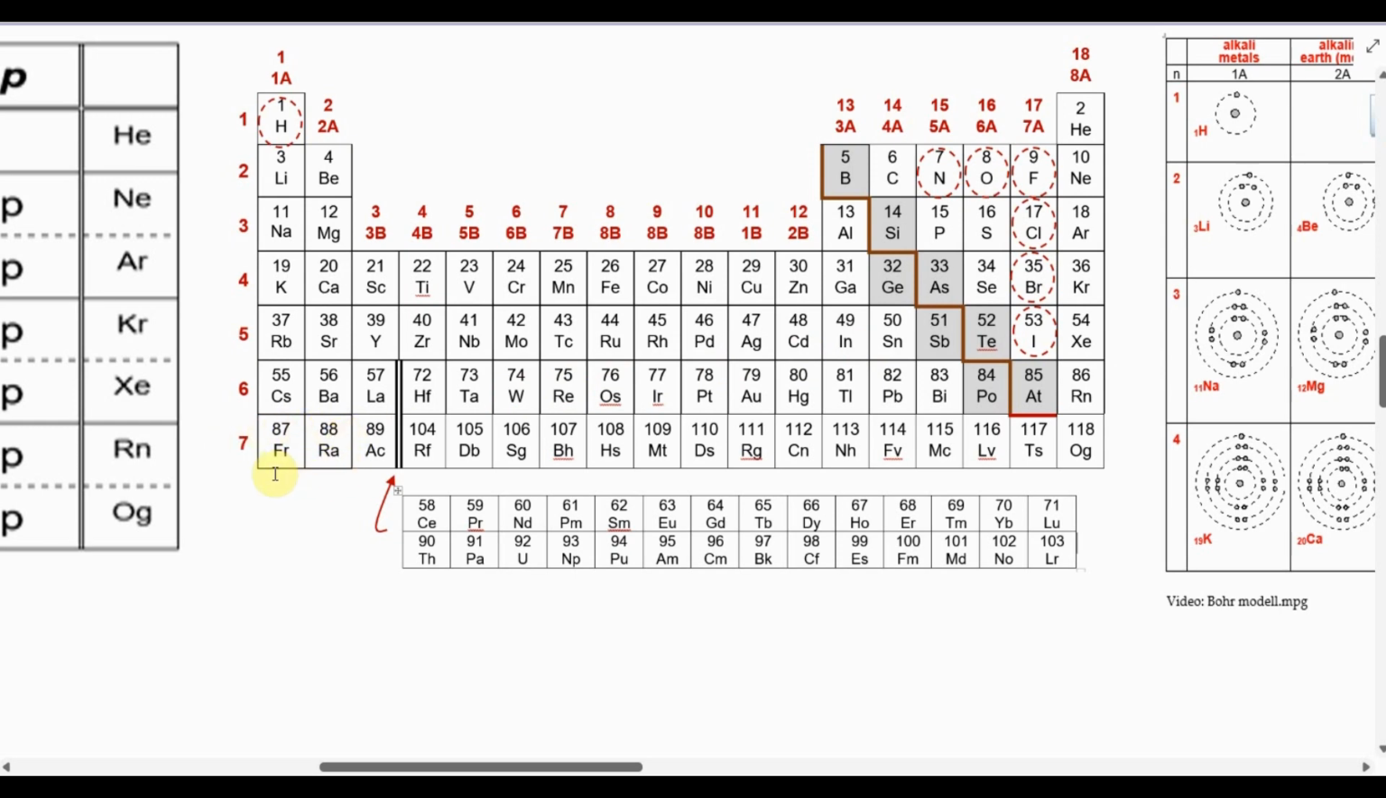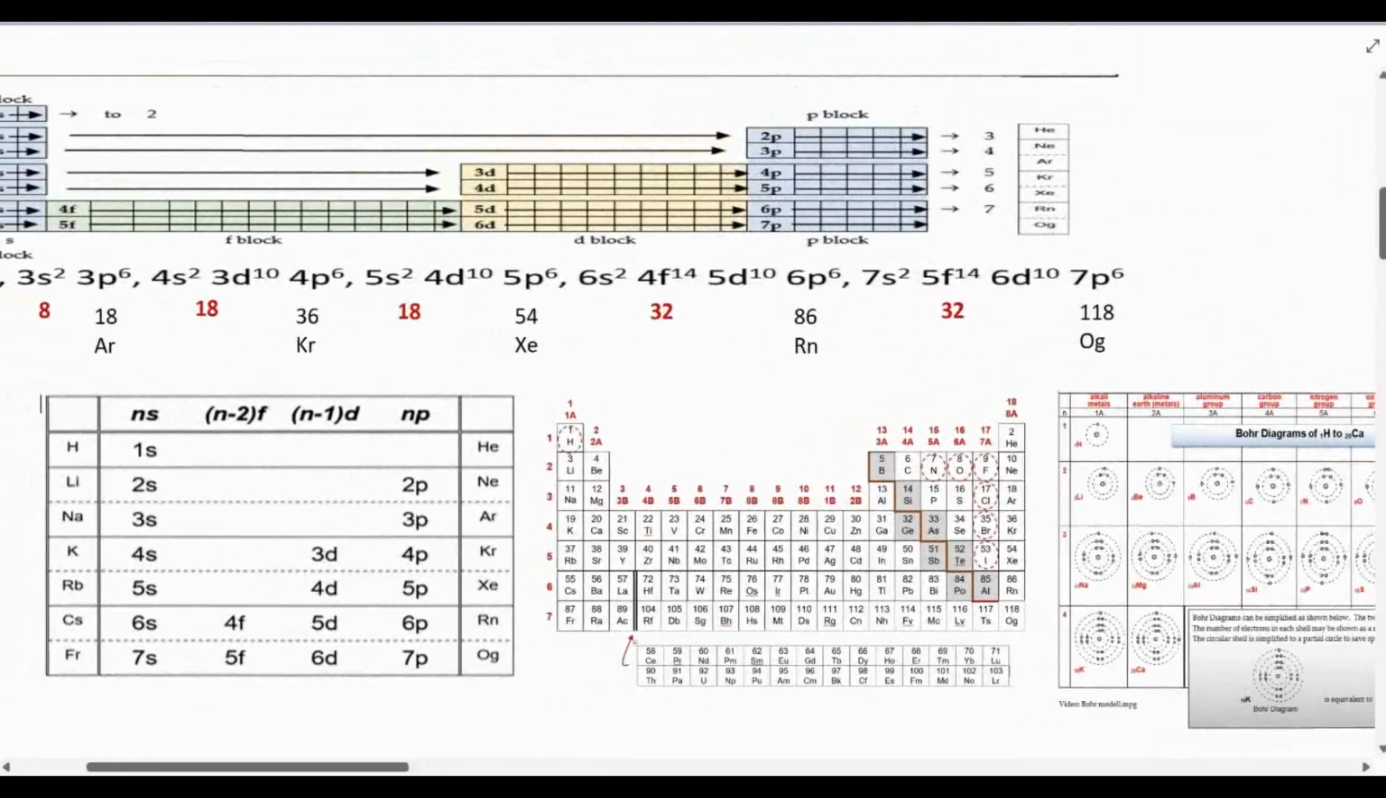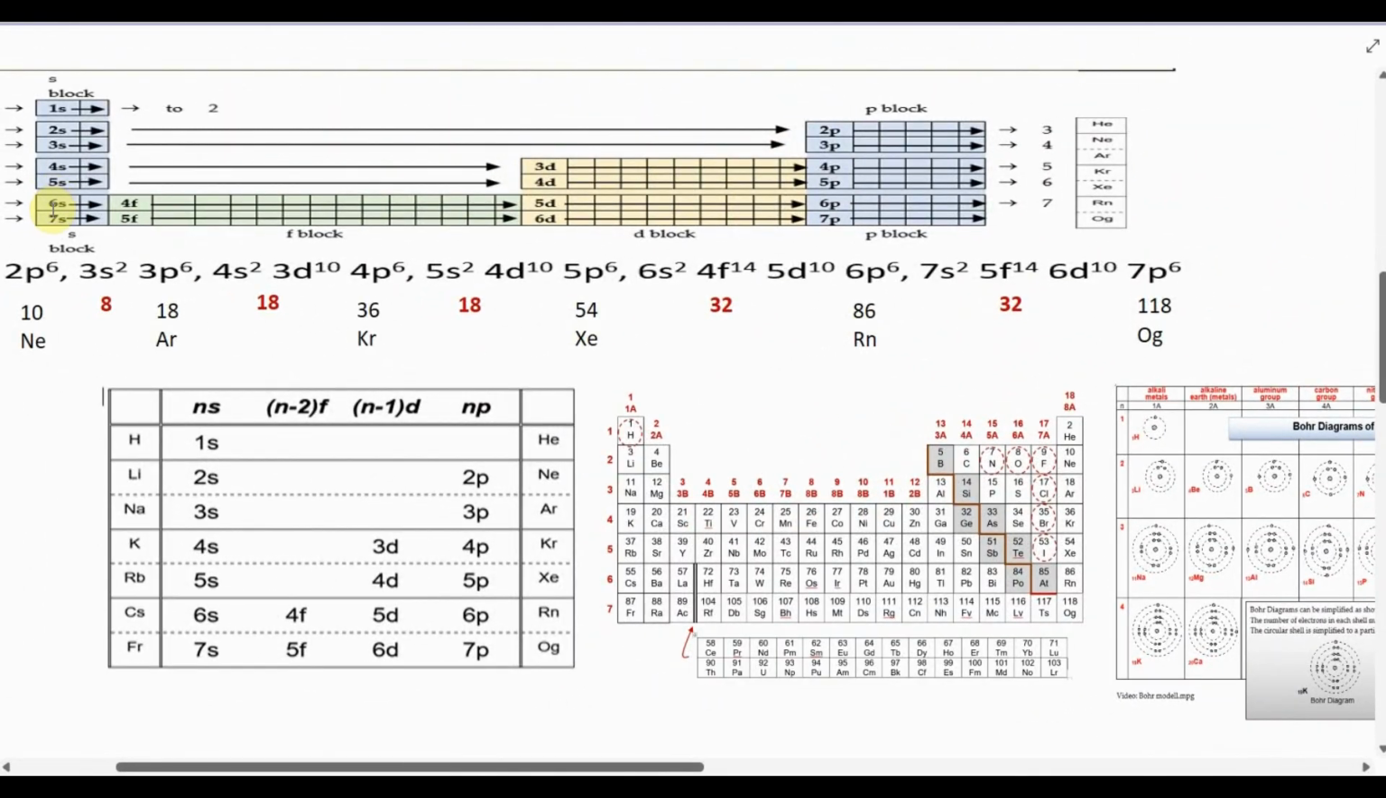7s, 5f, 6d, 7p. Take a look up here in the chart. 6s, 4f, 5d, 6p, followed by the seventh period, 7s, 5f, 6d, 7p.